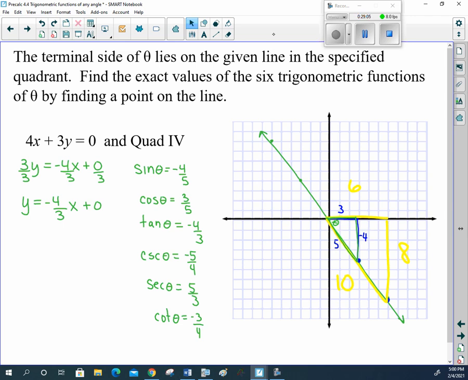We only needed the part of the line that was in the 4th quadrant. So that's where I drew my triangle. And it said I could pick any point on the line. I picked the smallest grid point possible because then I knew my numbers would be reduced and I wouldn't have to reduce the fractions later.